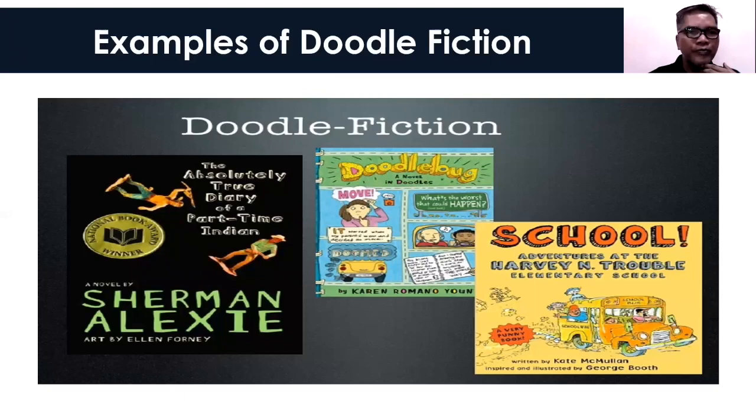So, a novel by Sherman Alexie is entitled The Absolutely True Diary of a Part-Time Indian. So, look at the doodle drawing of the man. Then, Doodle Bug by Karen Romano Young. Then, The School Adventure at the Harvey and Trouble Elementary School by Kate Mark Newland.